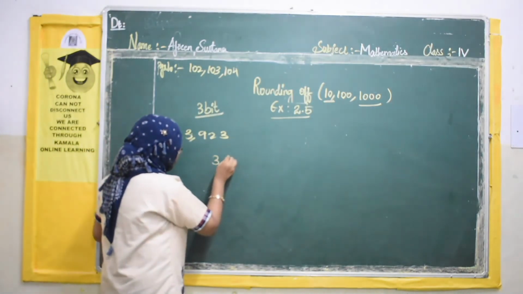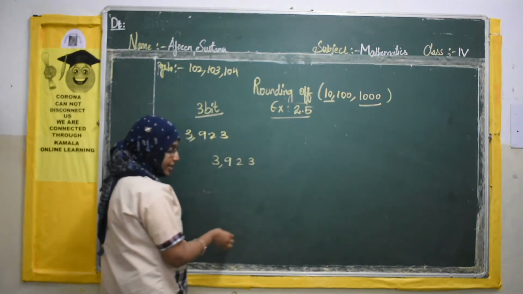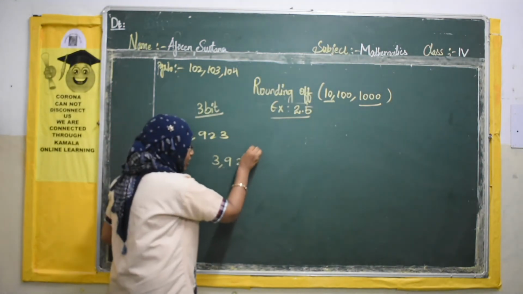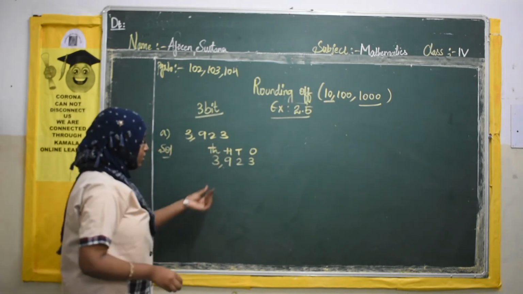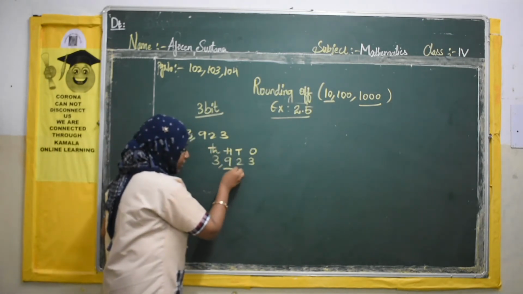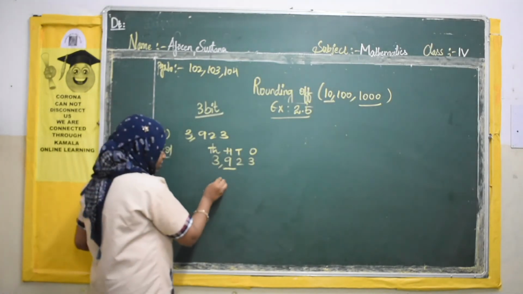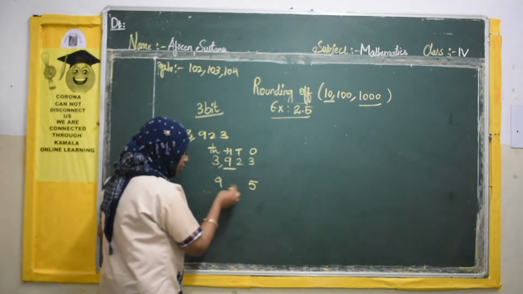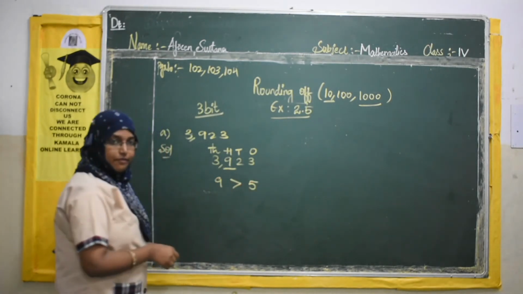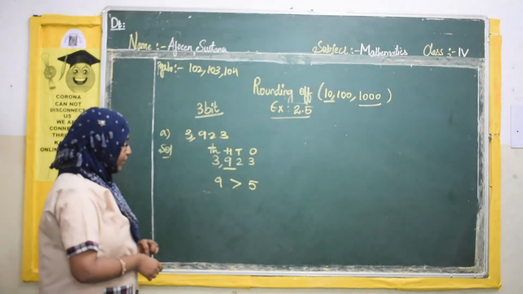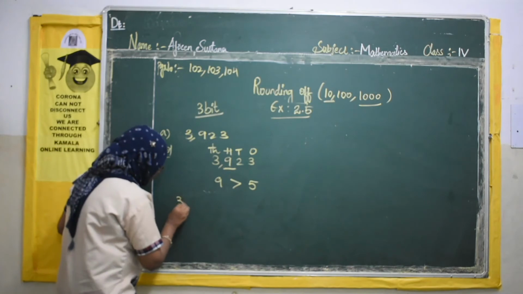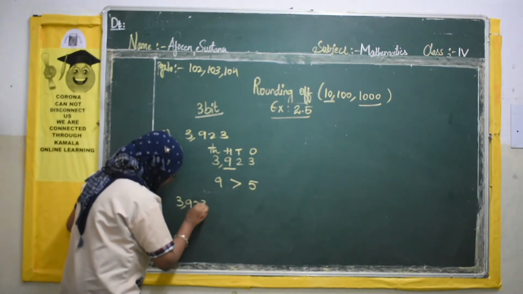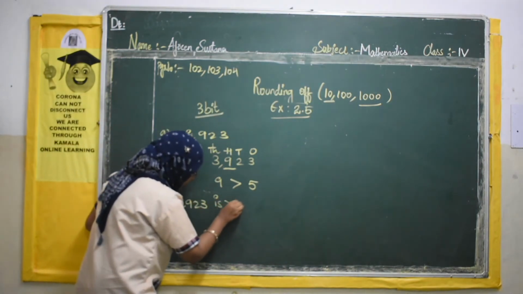So let us write the given number, 3923. This is ones, tens, hundreds, thousands. Okay. Now the digit at hundreds place is 9. We will compare 9 with 5. Now 9 is greater than 5. 9 is greater than 5 means it is rounded up. So 3923 is rounded up.